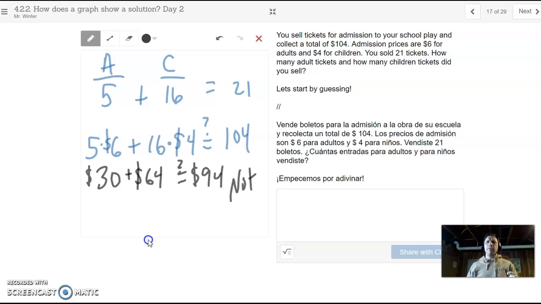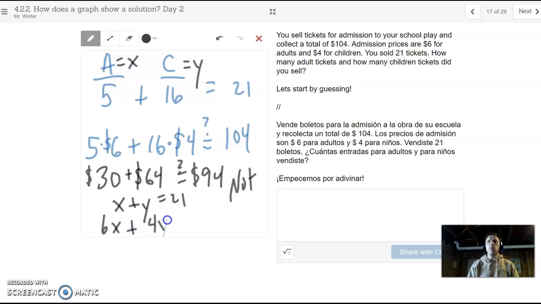With only a minute left in this video, we'll continue these next slides in part 2. But think about this. If I said let's let the adult number of tickets be X and the children's tickets be Y, I know X plus Y has to equal 21. And then I can say, well, it's $6 per adult, right? So 6 times X plus 4 times Y has to equal 104.